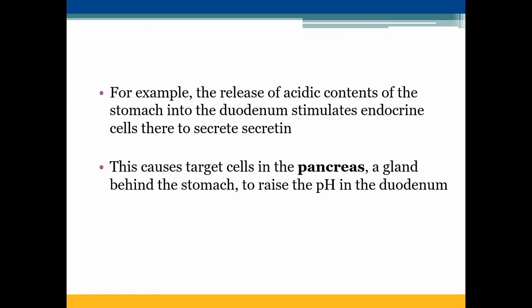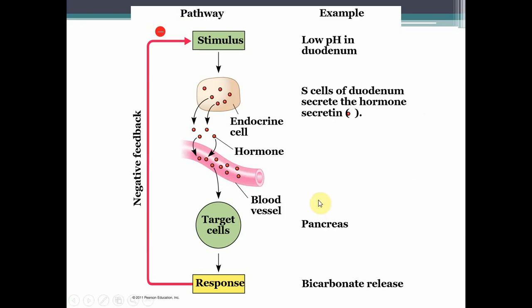For example, release of acid content of the stomach into the duodenum stimulates endocrine cells to secrete secretin. Secretin causes the pancreas to secrete bicarbonate through the pancreatic duct into the duodenum. So the pH of the acidic content of the stomach should be maintained and brought back to the normal 7 pH. This is a pathway: stimulus, endocrine secretions, blood vessels, target cells and response. After the response has been done, it can give negative feedback to stop the stimulus.